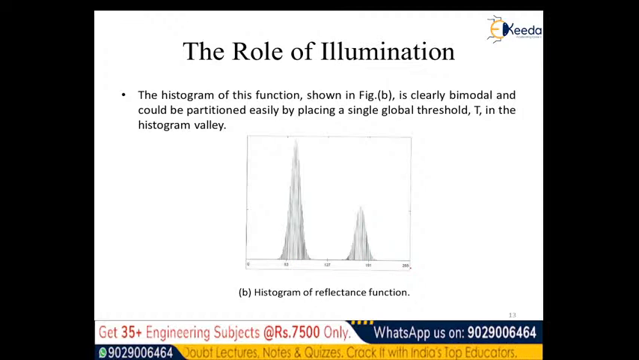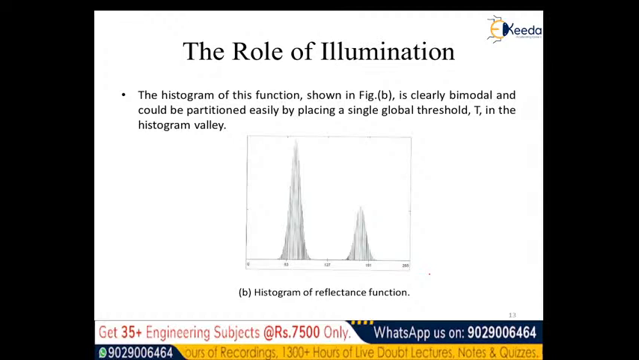Now, figure A and figure B, both you have visualized for the reflectance function. For the image to be represented as f of x comma y, there are two components we have discussed. The first one is the illumination and the second one is the reflectance. So figure part A was a computer generated reflectance function, and here is the histogram of the same reflectance function.